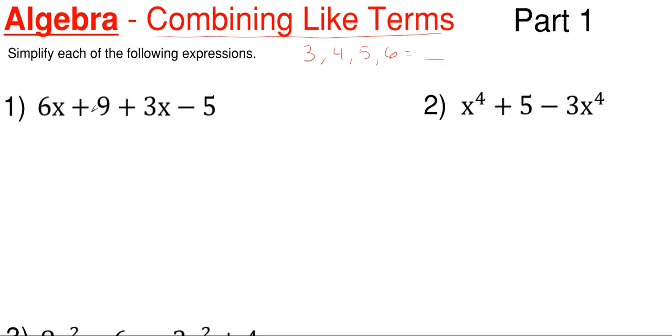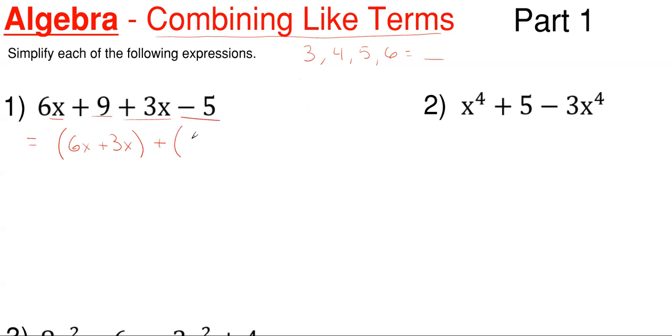Looking at our first expression, which, an expression is just an equation that does not have an equal sign, we have 6x plus 9 plus 3x minus 5. What we're going to do is move everything that has an x variable attached to it to the beginning. So we have 6x, and then plus 3x. The 9 and the 5 do not have an x attached with them, so I'm not going to include them in this first part. Then I'm going to add in my second part, which includes everything that does not have an x with it, which would be my 9 and my minus 5.